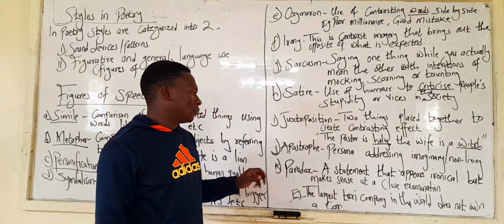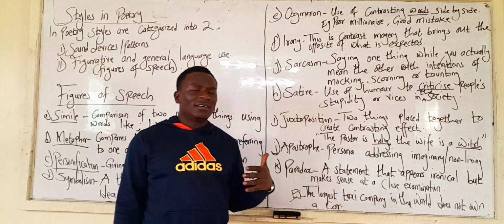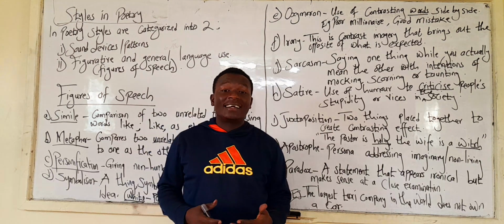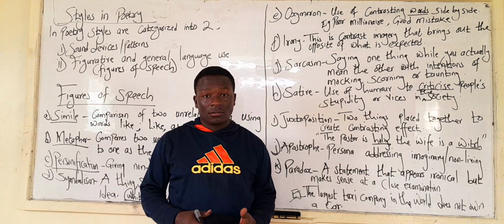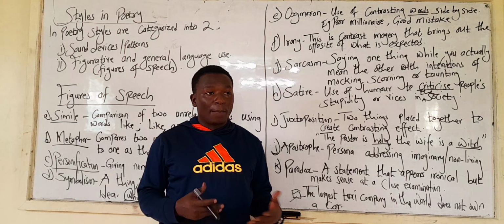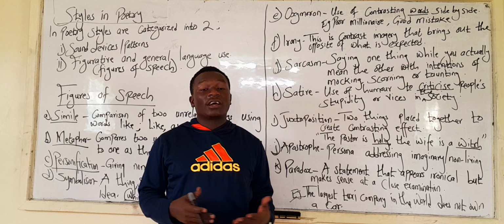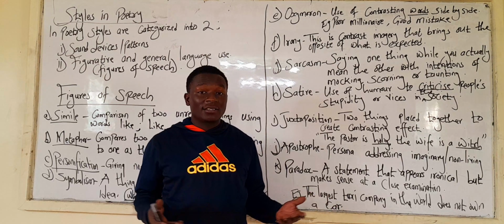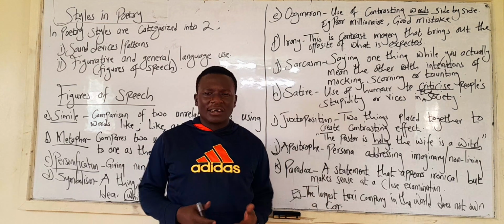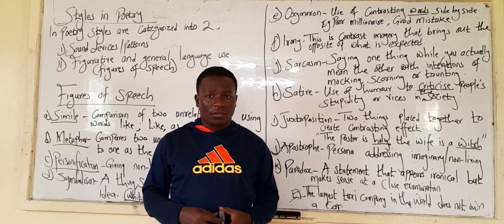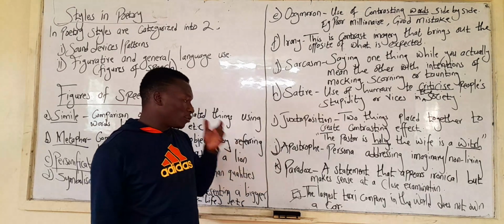Apostrophe. This is where the persona addresses an imaginary thing or a non-living thing. Are you together? Apostrophe is where the persona or any character addresses an imaginary being or thing or a non-living thing. That is what we call apostrophe.